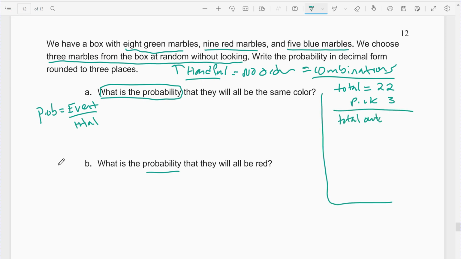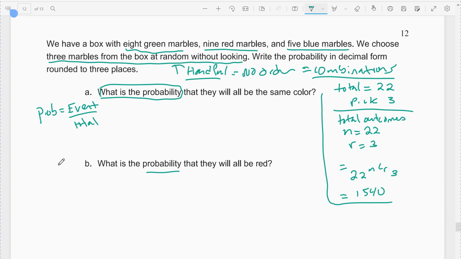Total outcomes. Well, I had to choose out of 22. That's my total. I had to pick 3. So it's a combination. My total outcomes is a combination, 22 choose 3. Right, I could pick the combinations 22 choose 3, which is 1540. So 1,540 different ways to pick 3 of the marbles out of this box. Alright, so that's the total.